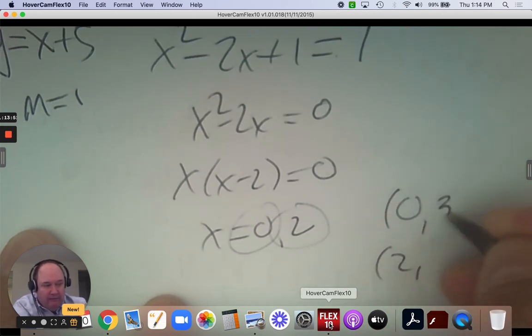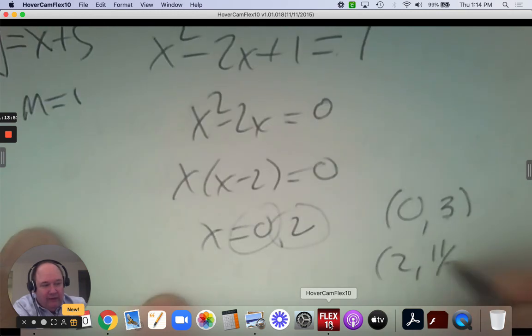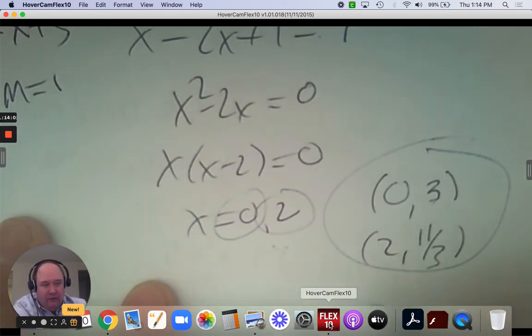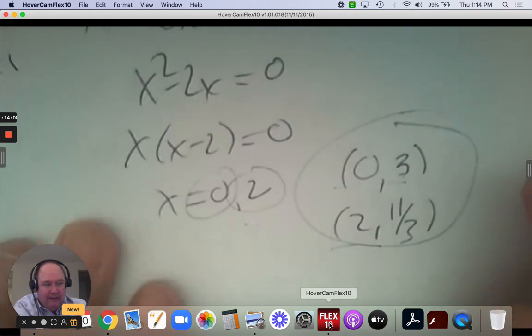So if you plug it back into the original equation, the first one's easy. Plug in 0 and you get 3. 2 gives you the answer 11/3, and I'm not going to make you do it. You just plug that back into the original function. At those points, it's parallel to that. Understanding derivative, slope, make them equal to each other.